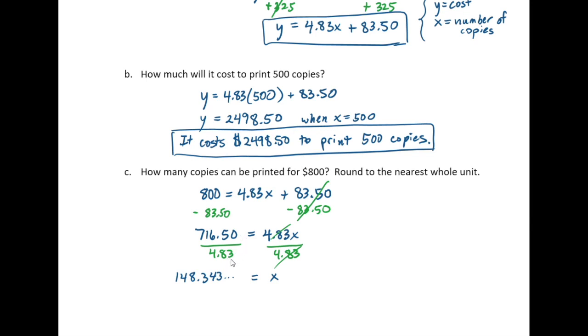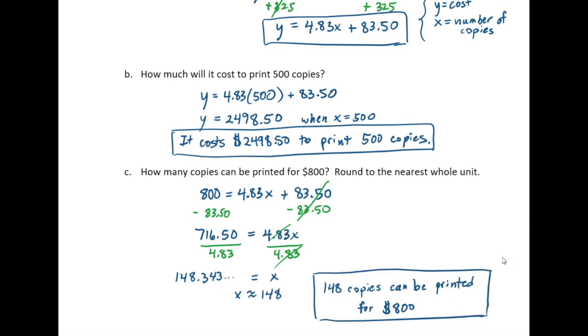716.50 divided by 4.83 gives us this decimal that continues for several more digits, but we're talking about the number of copies of a book, and we're going to round to the nearest whole unit. So here we'll get that x is approximately 148. So to answer the question, 148 copies can be printed for $800.